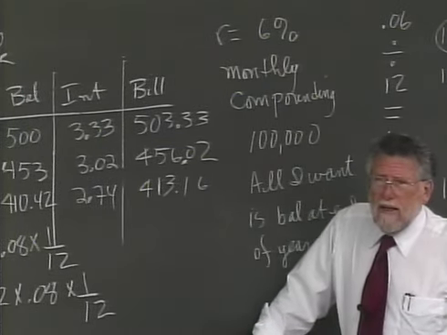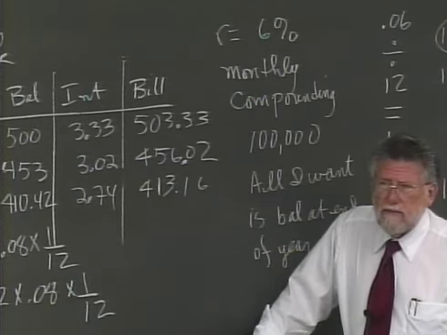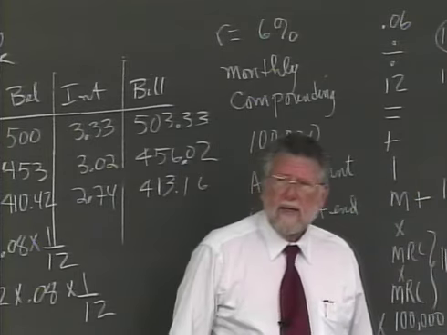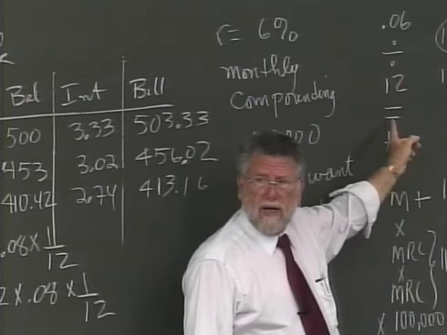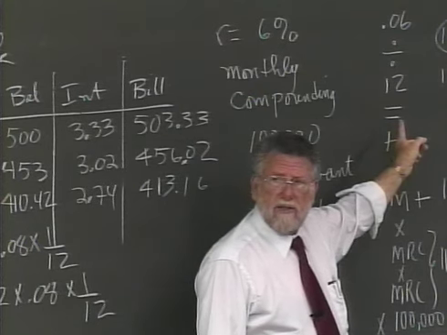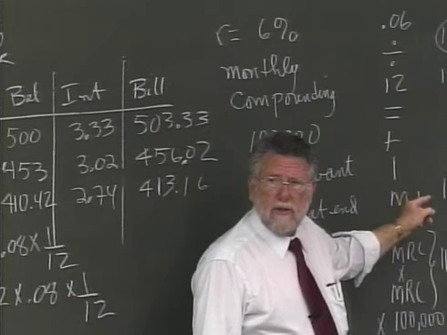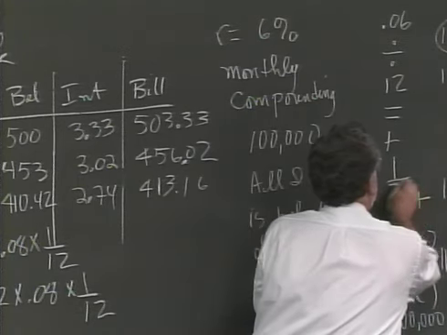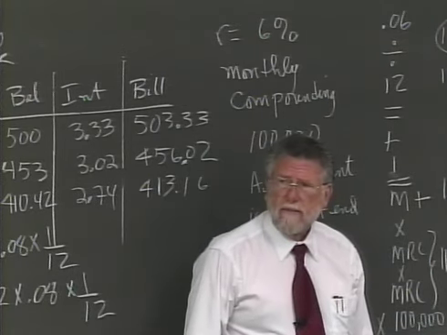Okay. So what do you do in your calculator? You take your 0.06, you divide by 12, and hit an equal sign. You should see a .005. Add 1, and hit an equal sign after the add 1. So you get 1.005, correct?